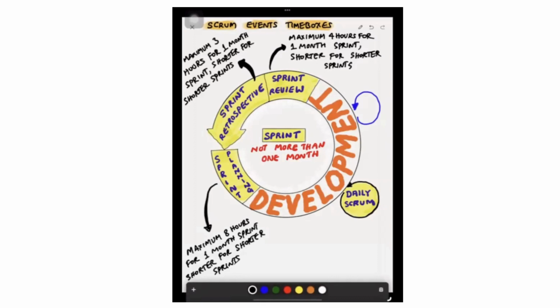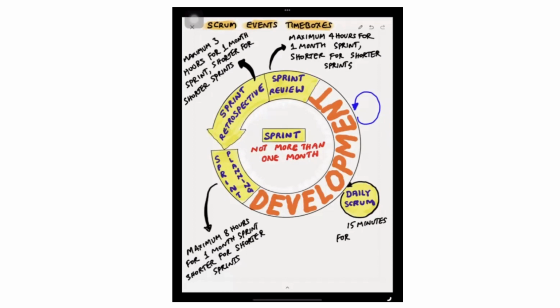Now coming to the daily Scrum. Daily Scrum is 15 minutes irrespective of, that means for any sprint length, and number of developers in the Scrum team.